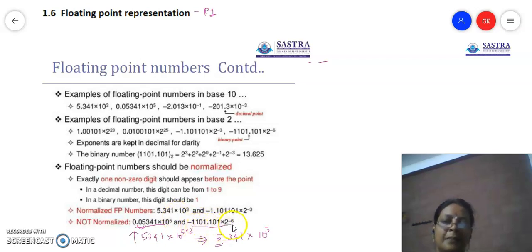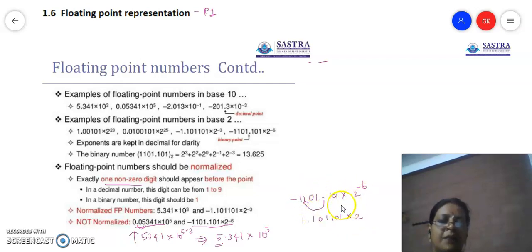Similarly, if we take this example, here the number is not normalized. Let me write this number. The original number is minus 1101.101 into 2 power minus 6. So it is not normalized because to the left of this point we have multiple digits. So as per the definition, there should be only one non-zero digit. Only one non-zero digit. So that means we have to move the point to this position. So only then we'll have only one non-zero digit. So it should be like this: 1.101101 into 2 power. So from this position we have moved the point here.